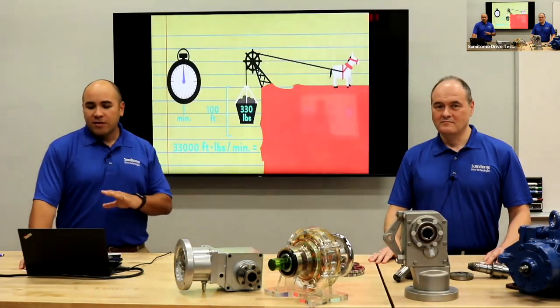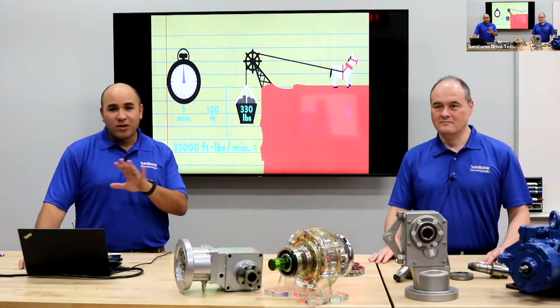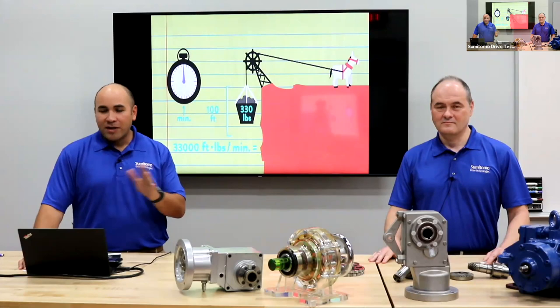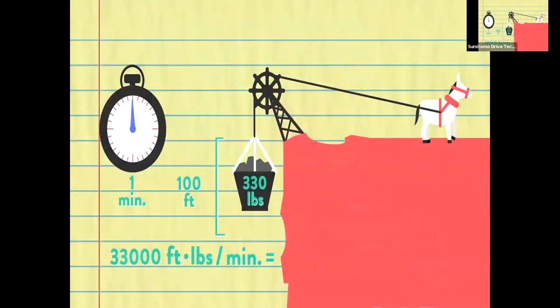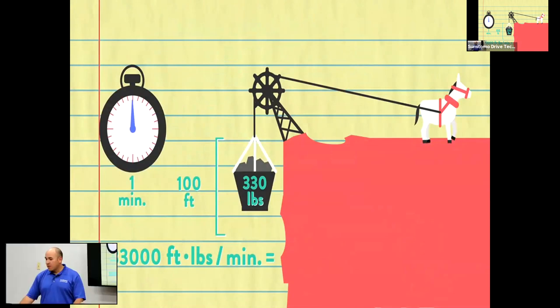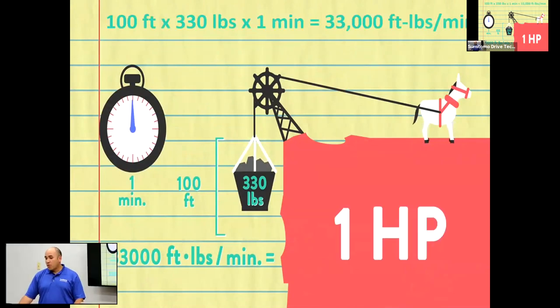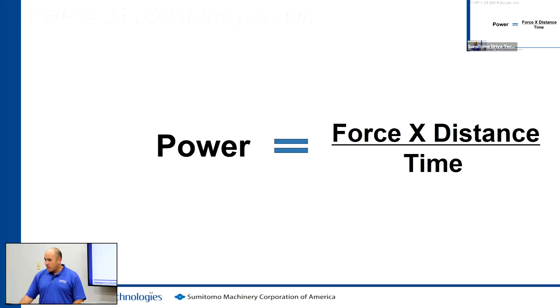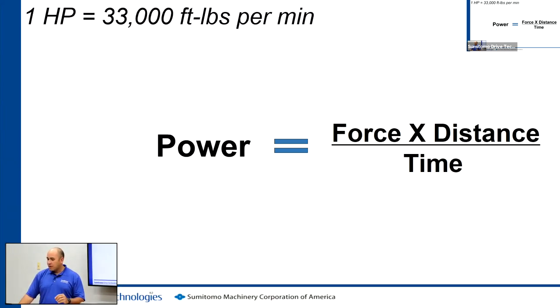So to understand, we have to go back and look at this horse example. In this example, that horse moved 330 pounds, 100 feet in 1 minute. So as we've already established, that's 33,000 foot pounds, and that is equal to 1 horsepower. So let's keep that figure, and let's go back to our equation and look at what we know. So we know 1 horsepower is equal to 33,000 foot pounds per minute, right? Yep, 33,000 foot pounds, thank you.